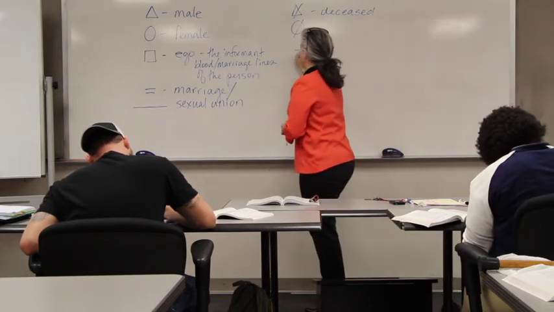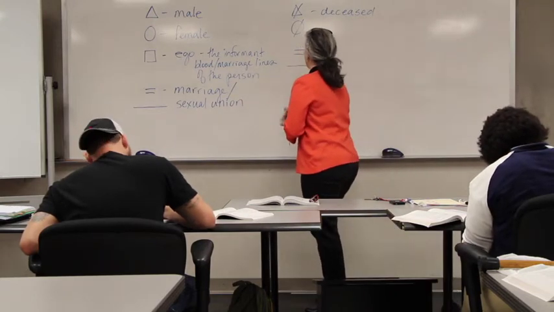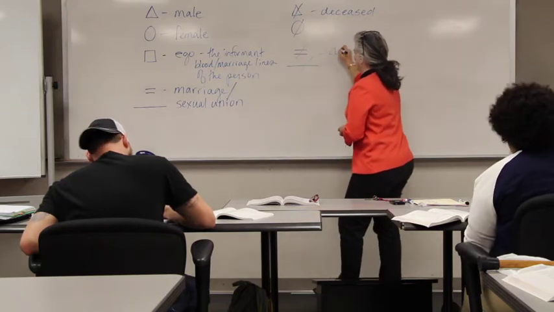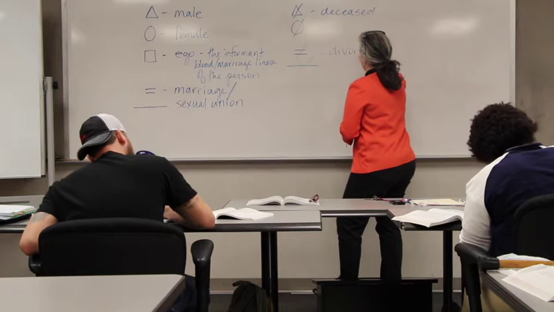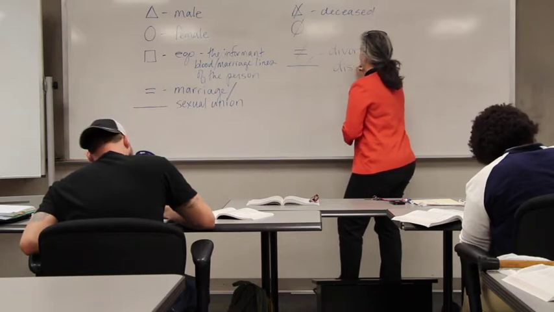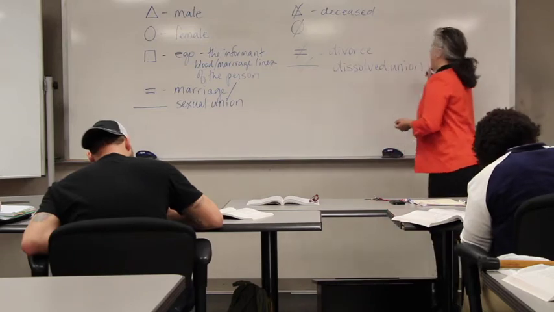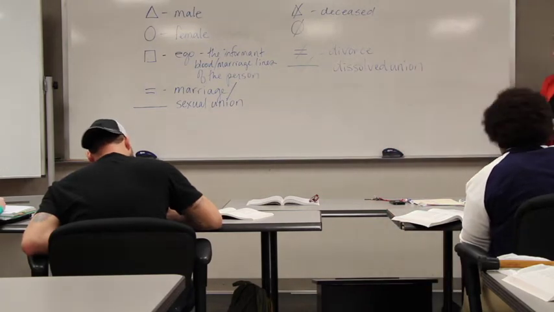And if a marriage or a sexual union ends, then you can draw that same diagonal line to represent a divorce or a dissolved union.